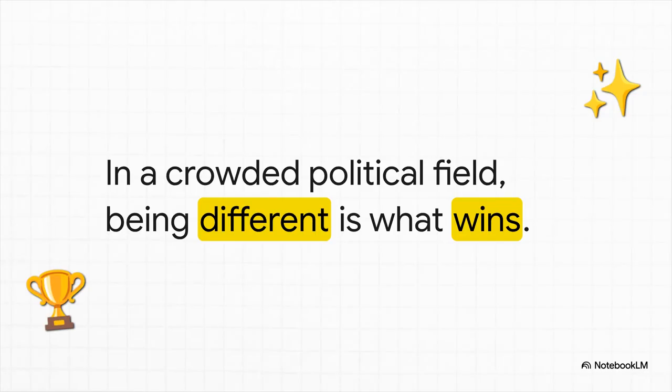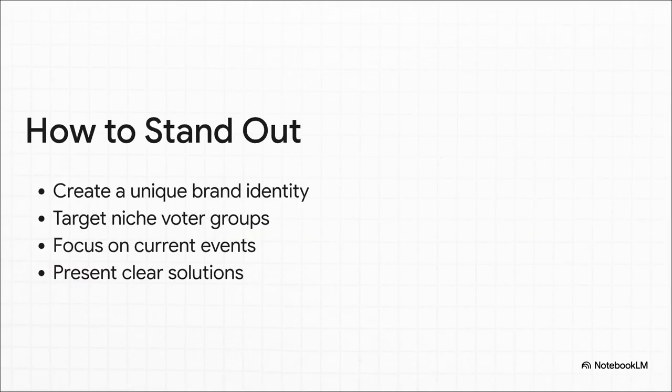In politics, just like any other market, you have competitors. And in a really crowded field, the winner is very often the one who just manages to stand out from the pack. Being good isn't always enough. You have to be different. So how do they actually do this? Well, they might create a totally unique brand for their candidate, say as the outsider. Then they might target a niche group of voters that other campaigns are ignoring, maybe young entrepreneurs. By zeroing in on a current event that really affects that group, like new tech regulations, they can present themselves as the only candidate who has a clear solution for them.